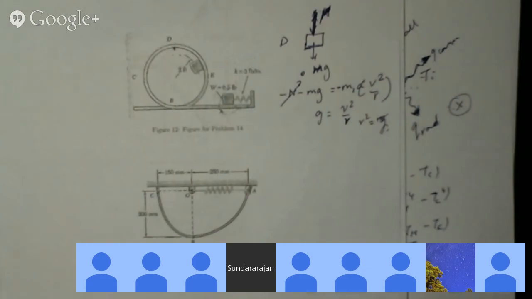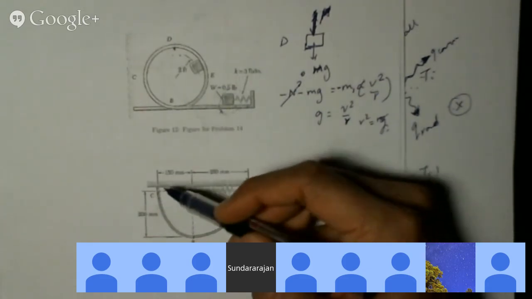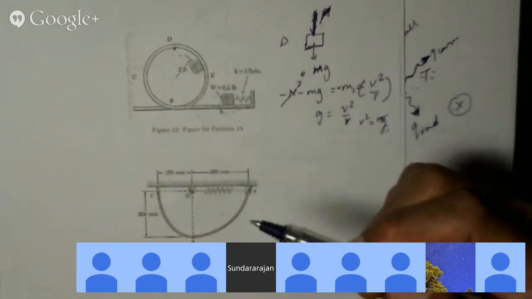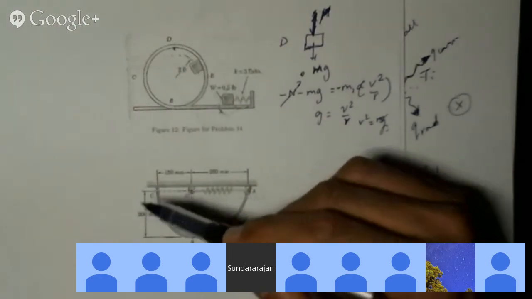Just talk about it. I'm sure you can do it. What is the energy at C? Do we assume that it comes to rest at C, or is it going to keep going? No, it's going to keep going. Okay. Well, why does it have to keep going?